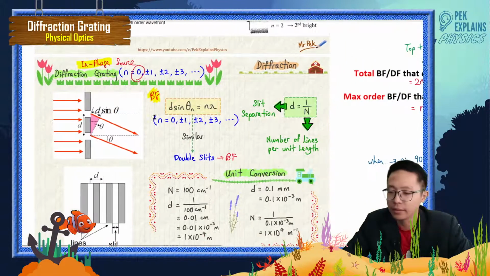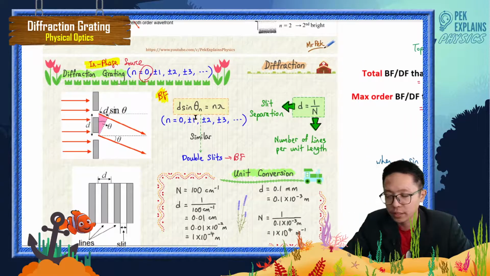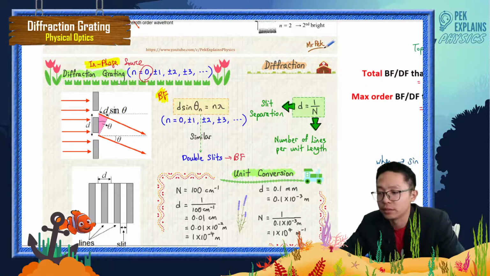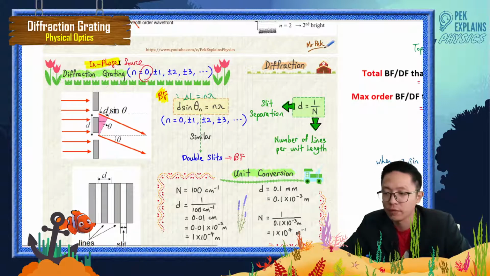So the diffraction grating formula d sine theta equal to n lambda is similar to the double slit's, which is the bright fringe formula, and it is also an in phase source. Actually d sine theta is the path difference, which is equal to n lambda. So we can say this is actually delta L equal to n lambda also for the bright fringe, in phase, which is d sine theta equal to n lambda.